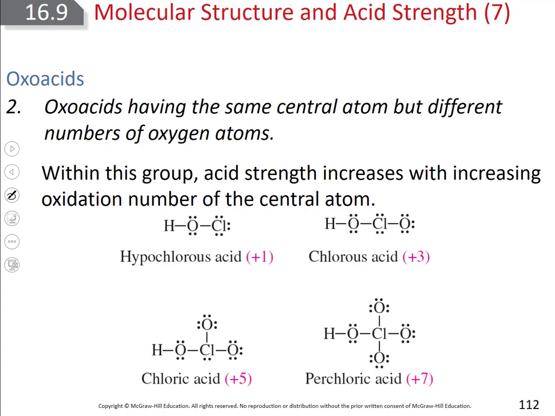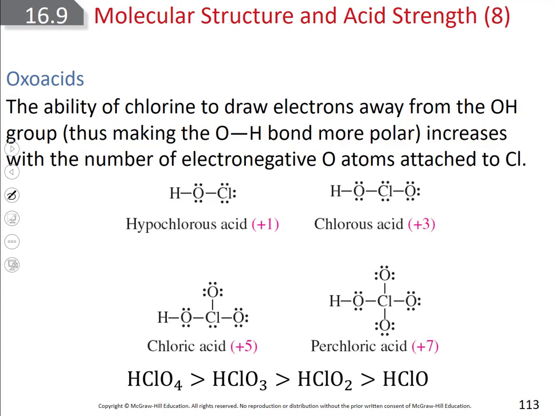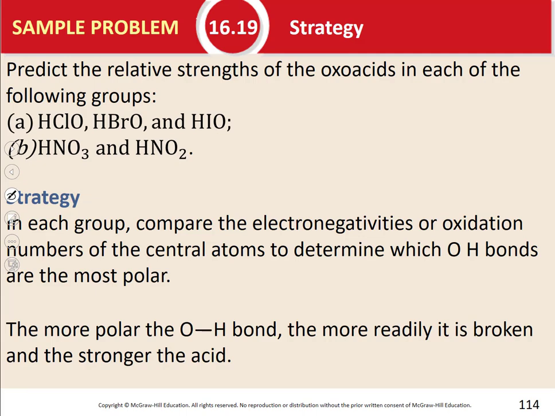All right, let's try out these rules. Predict the relative strengths of the oxoacids in each of the following groups. So the first one we're comparing is HClO, HBrO, and HIO. So I'm comparing not the number of oxygens, but what here? The central atom. So I've got chlorine versus bromine versus iodine.